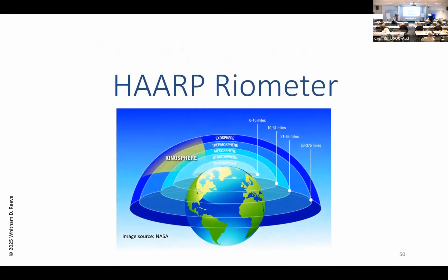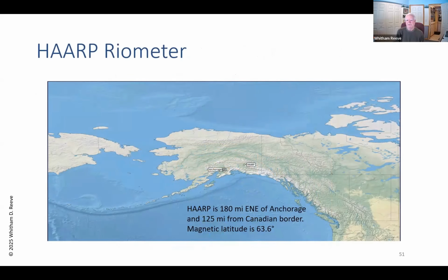And I'll show you more if I have time to get into the history of riometers at HAARP. So the HAARP riometer itself is over here in the southern part of Alaska, shown here. I don't know if you can see this, but this is HAARP here where my mouse is, and Anchorage is where I am right now. About 180 miles east-northeast of Anchorage, and about 125 miles or so from the Canadian border. And the magnetic latitude is almost 64 degrees north.